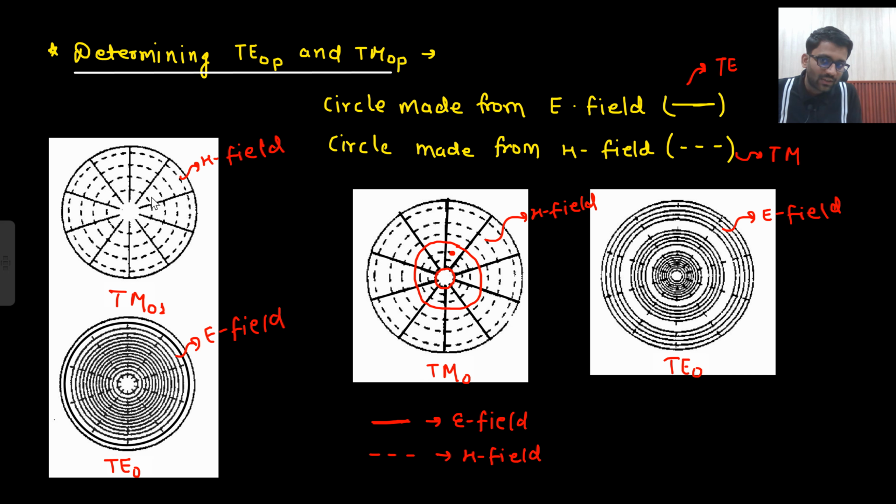But here all the circles are continuous. The space is continuous. So in between you cannot make another circle. But here if you see, the space between these two circles is this much, but the space between these two circles is too much. So in that more space you can make another circle, then here you can make another circle.